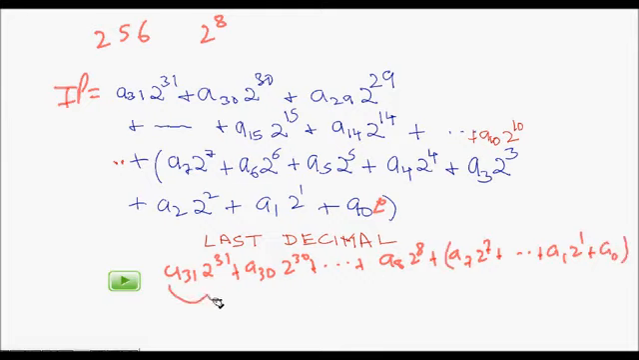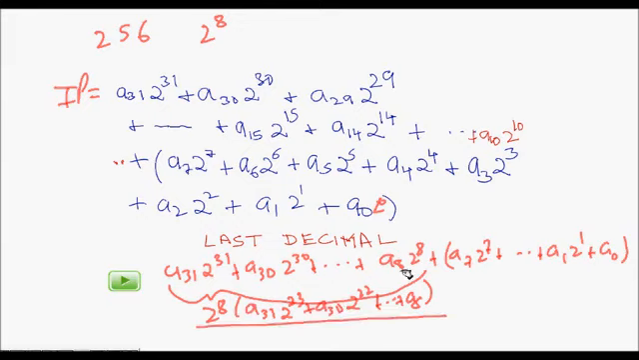Now whatever may be here, 1 0 or whatever, everything above will be divisible by 2 to the power of 8. I can take 2 to the power of 8 common: A31 2 to the power of 23 plus A30 2 to the power of 22, till A8. Whatever A31, A30 and so on are, this part will be divisible by 2 to the power of 8, which is 256. So if the last number in the dotted decimal format is divisible by 256, this whole thing will be divisible by 256. This is the way we find whether the IP address is divisible.